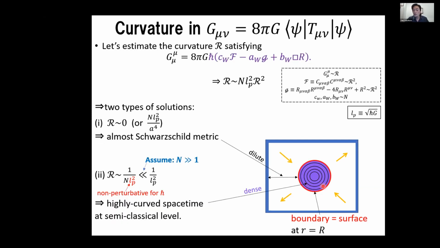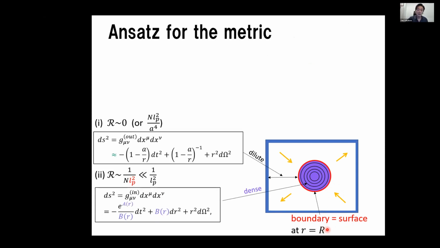Of course, between two regions, the boundary exists. This boundary plays a role of a surface of the object. I denote the position of the surface as just a capital R. Here, I approximate the exterior dilute region just by the Schwarzschild metric, for simplicity. However, the interior region is very non-trivial. So we set the interior metric like this, A(r), B(r), unknown functions.